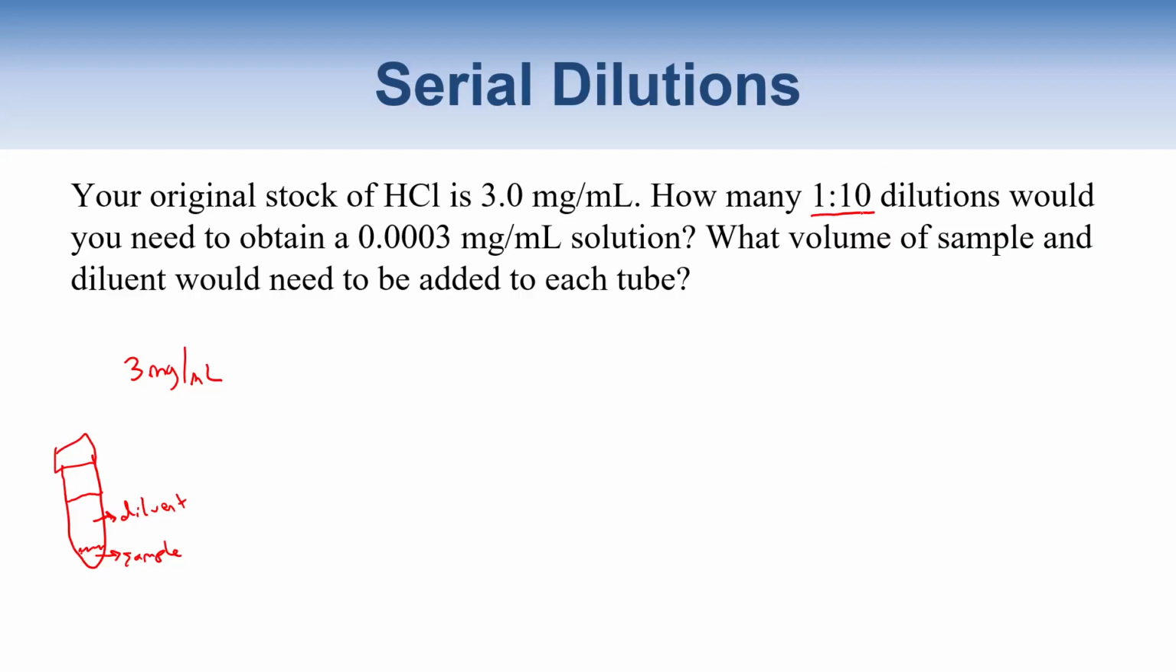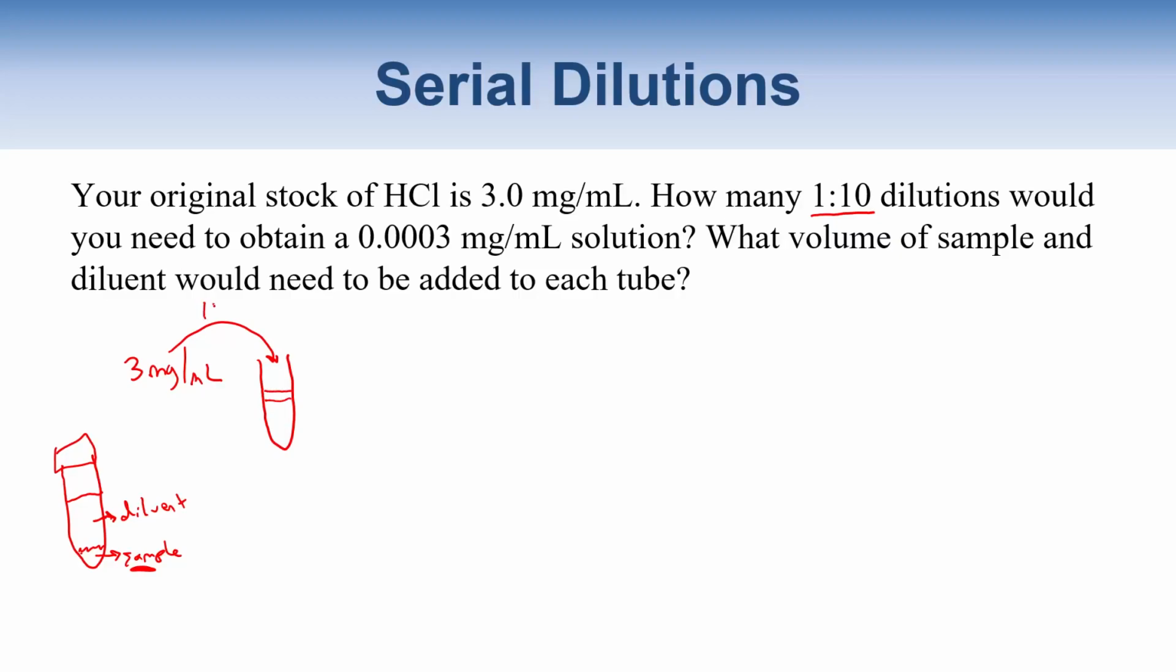Because 10 is the total solution. So 1 out of the 10 is the sample. The remainder of the 10 is the diluent. So in each tube, we would add 9 mLs of the diluent, and then we would carry over 1 mL of the sample from the original stock. So we'll get started on drawing out our serial dilutions. If we do a 1 to 10 from here to here, that means we would fill this up with 9 mLs of the diluent and 1 mL of sample from the original.